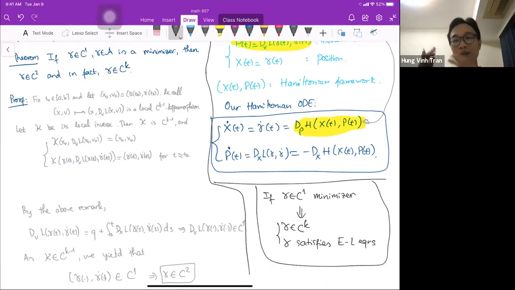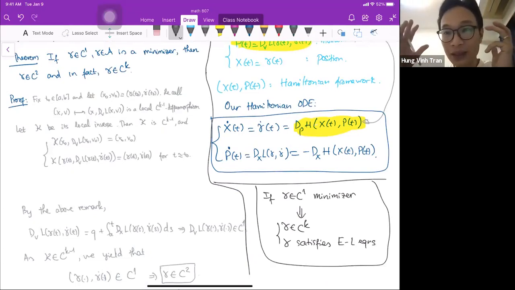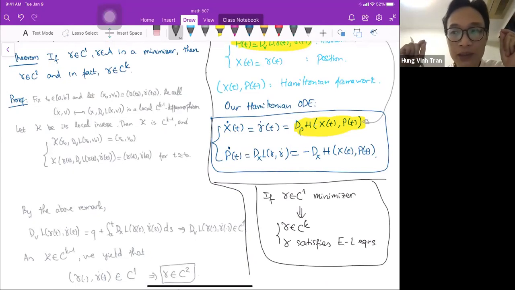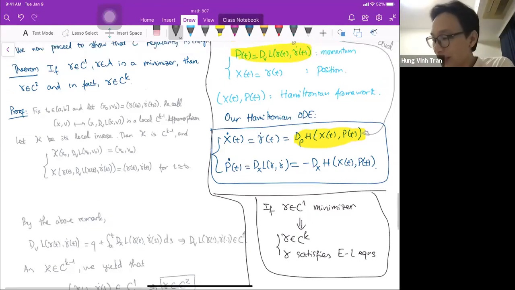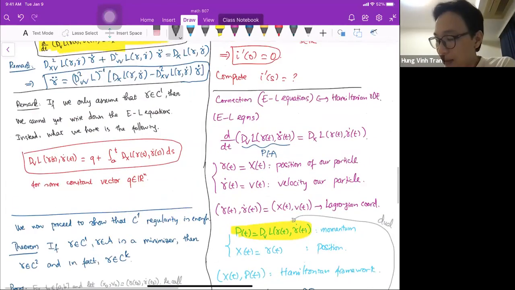So you see that we are relaxing things, right? Because assuming that I have a minimizer in C2 is too much, it is more reasonable to assume that I have a minimizer that is sort of less regular. Okay, so that's the result. And to do that result, I would need this remark.